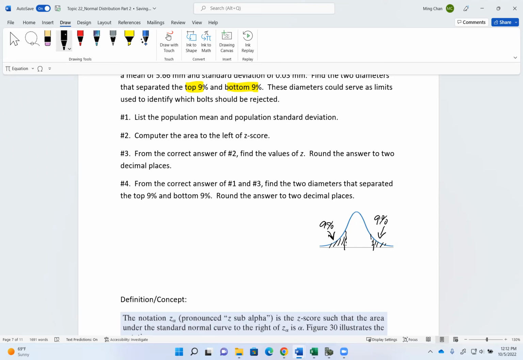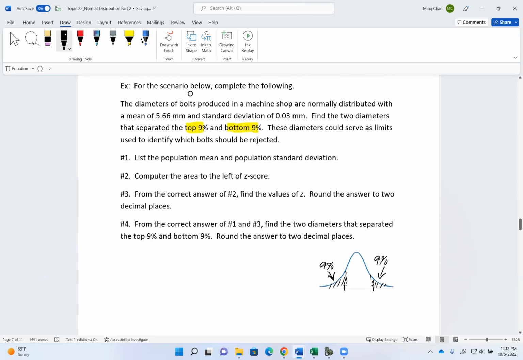Okay. So the population mean is 5.66, standard deviation 0.03. So compute the area to the left of a z-score. Okay, so here I basically have 2 different z-scores, right?